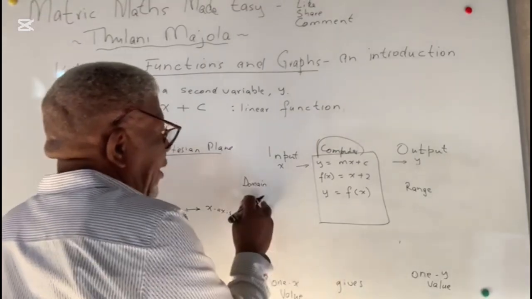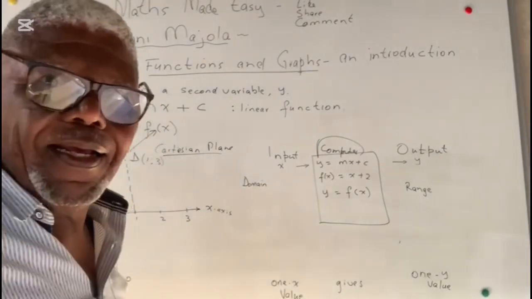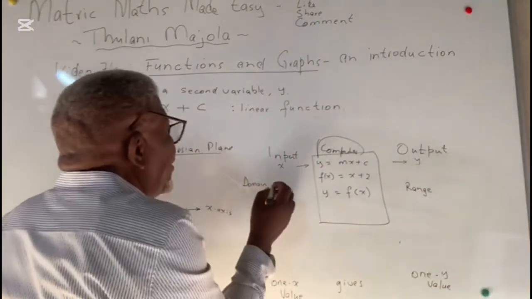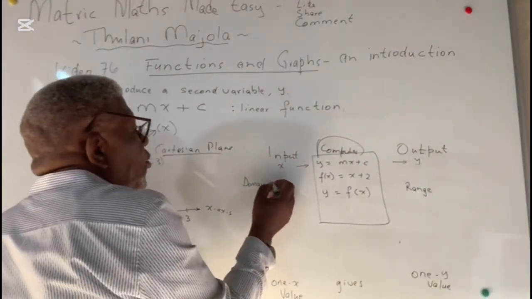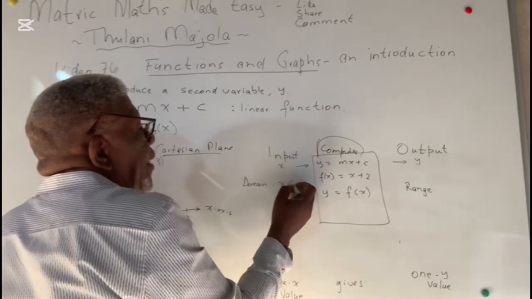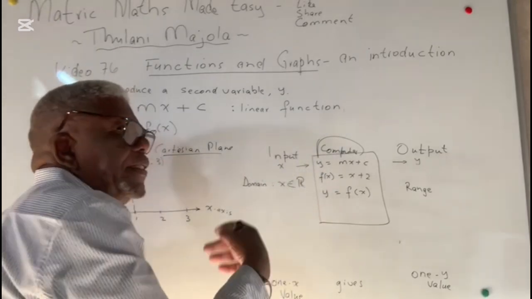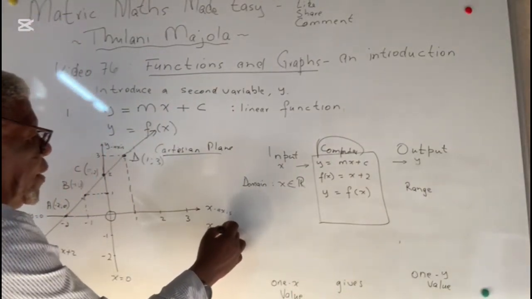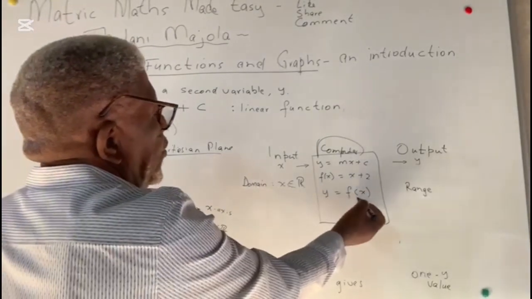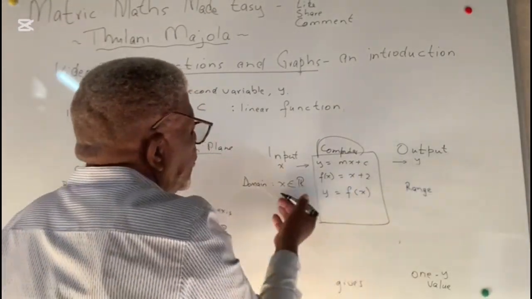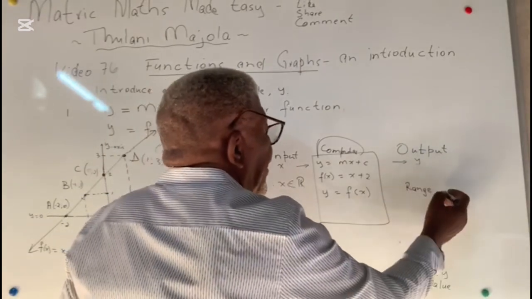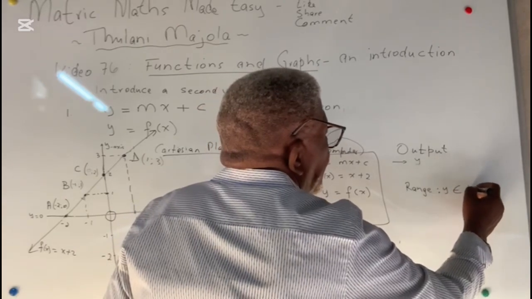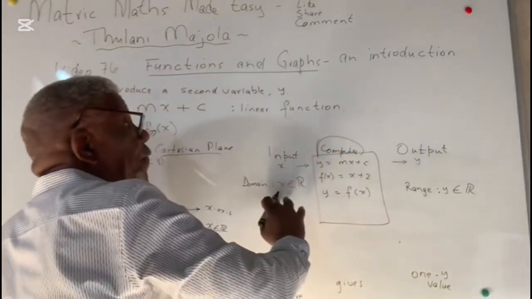And then x is also called, now, the original number line. This one is the deduced number line. But x is called a domain. So when you write a domain, I say domain x is an element of real numbers, yeah? For every x value, you get a y value. So the y value is also called a range. So the range is y is also an element of real numbers, for all values of x.